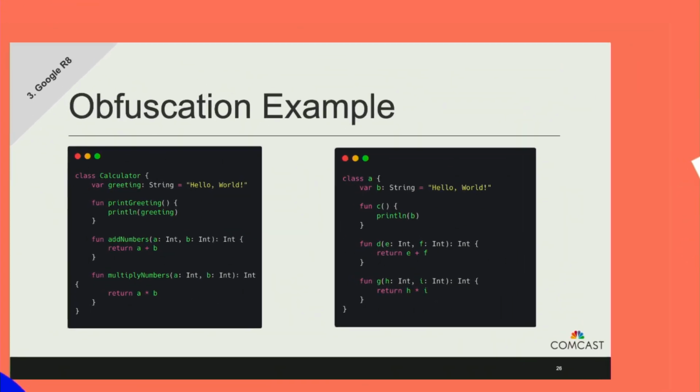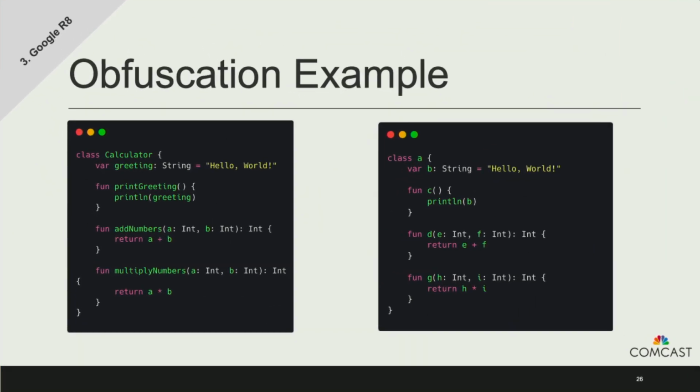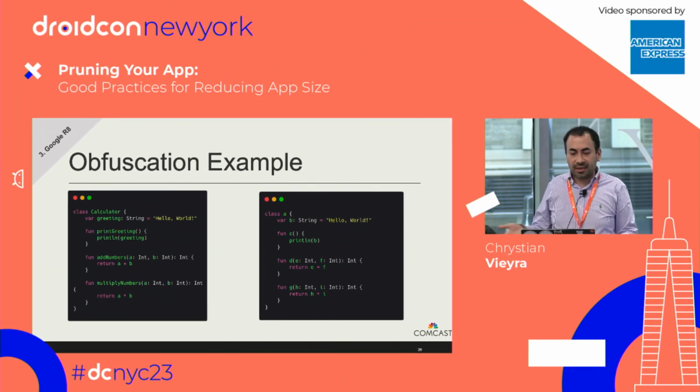Here's a little example, a calculator class that I created that prints a greeting. So it has one string, a greeting string. I add numbers and I multiply, right? Very basic, computer science 101 class. Once I use R8 on it, you can see it changes, right? It went from, for instance, calculator to A, because R8 is renaming all your variables for you.